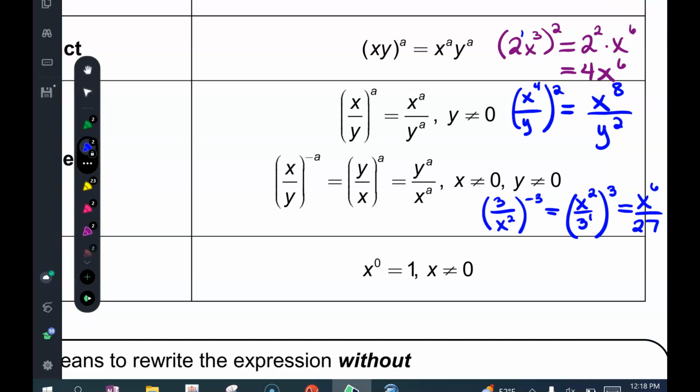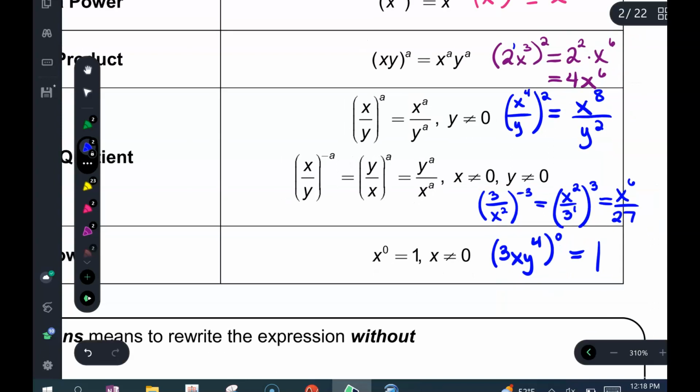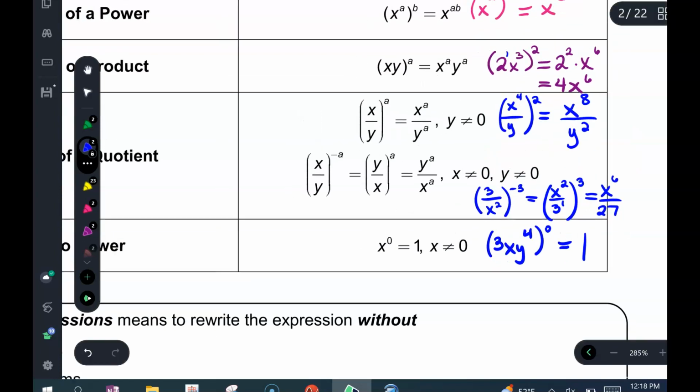Good. Okay, last one. Anytime you have a 0 power, it equals 1. That's all. So I could have like 3xy to the fourth, and if I put a 0 on the outside, the whole thing's just equal to 1. Okay, questions? I know those were a lot of rules there.